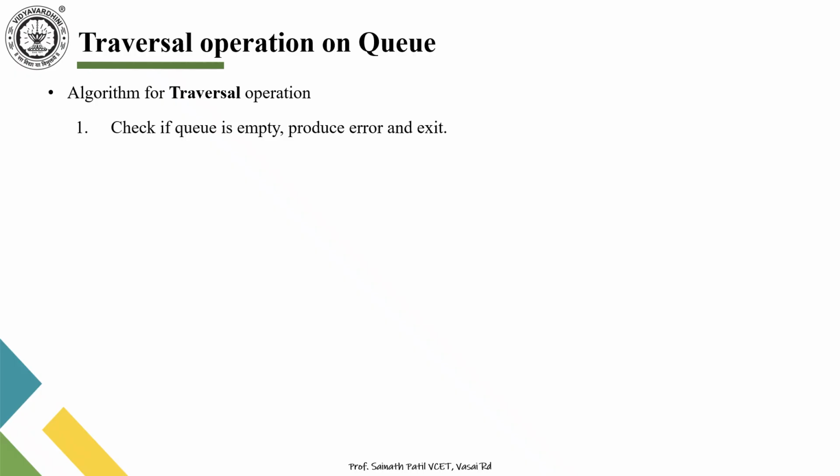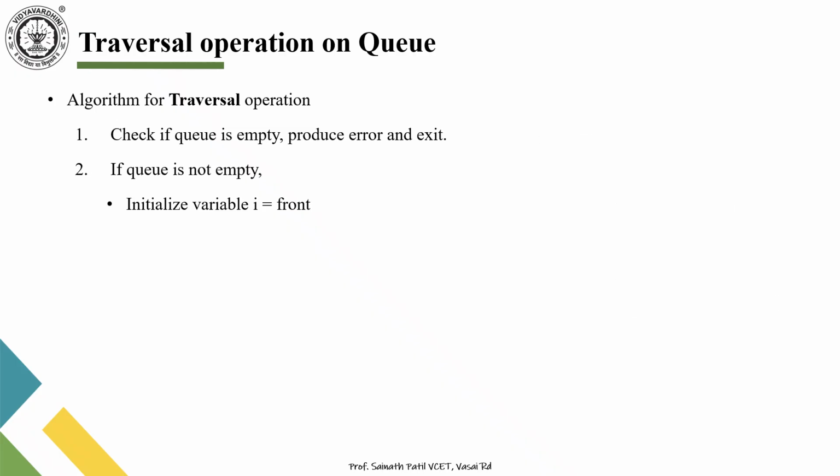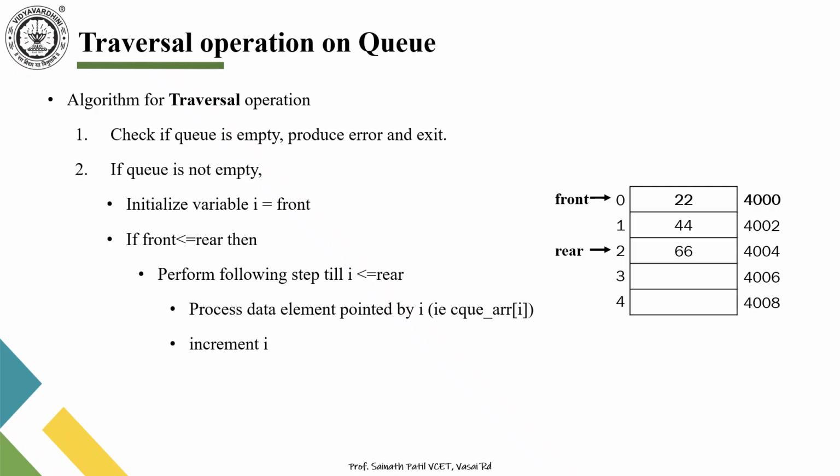Next is the traversal operation on circular queue. As usual, we check whether the queue is empty or not. If it is empty, we produce an error and exit. If the queue is not empty, then we initialize variable I to front, and we check if front is less than or equal to rear. That means rear is ahead of front. Always we check this in case of circular queue. If front is pointing to the 0th location and rear is greater than 0, then we perform the following step: till I is less than or equal to rear, we process the element pointed by I.